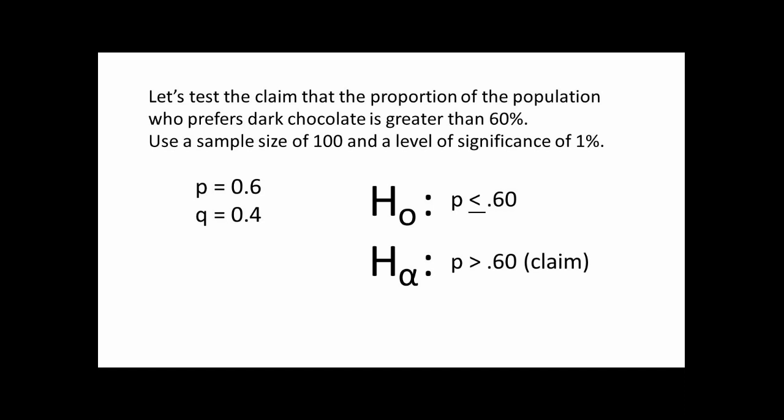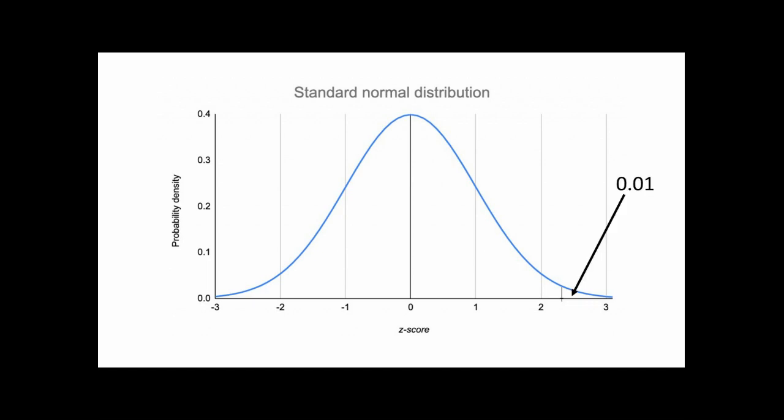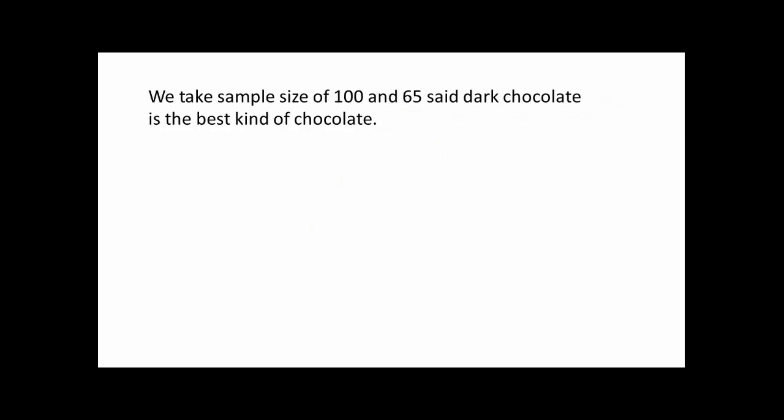Our alpha is 1%, and this is a right-tailed test, which we know because of the direction of the inequality in H alpha. Using the z-table, I see the critical z-score is 2.33. And let's draw in our rejection region. We take a random sample of 100 people, and 65 said that dark chocolate was their favorite. So p hat is 65 divided by 100, or 0.65.